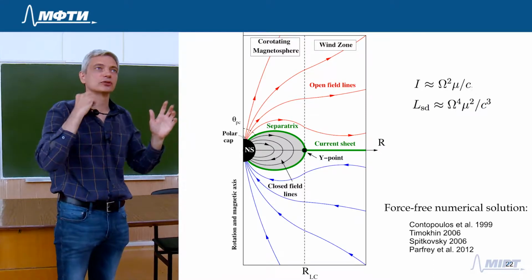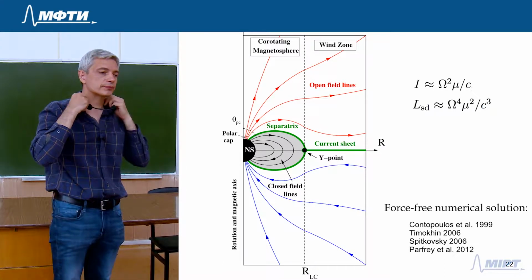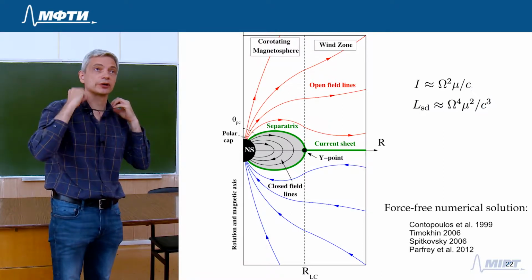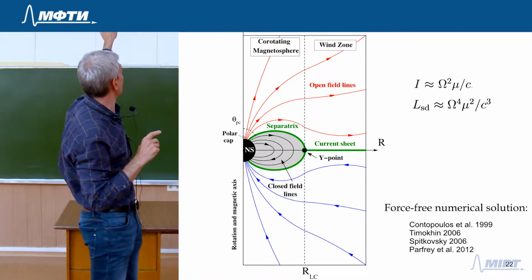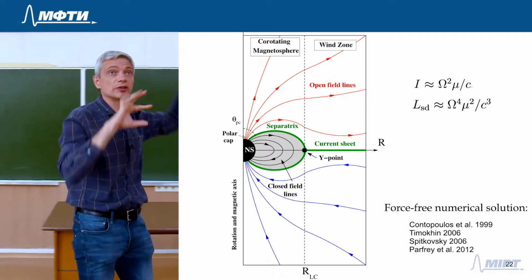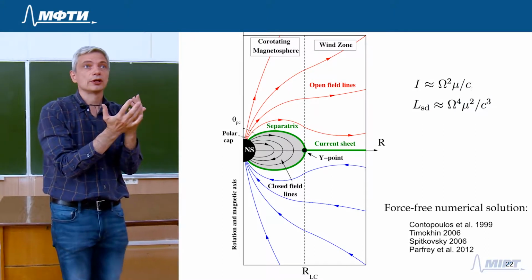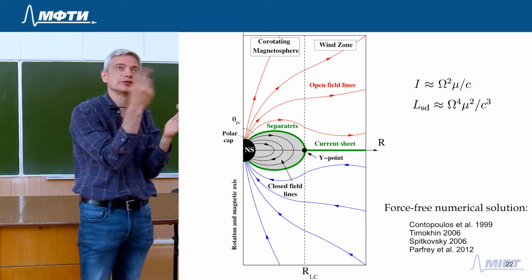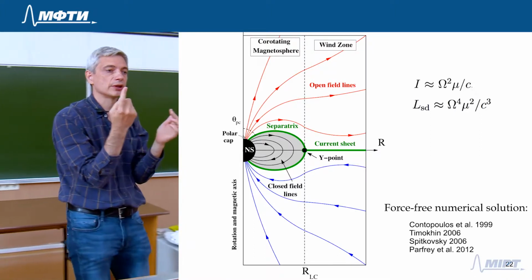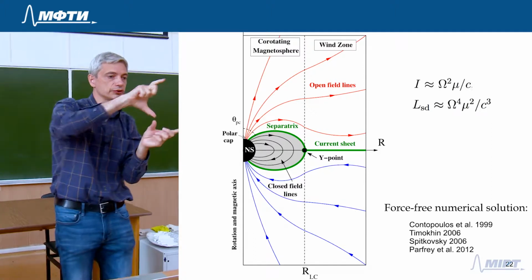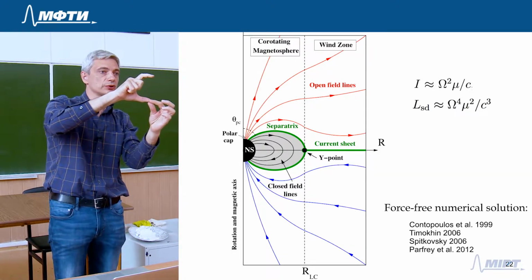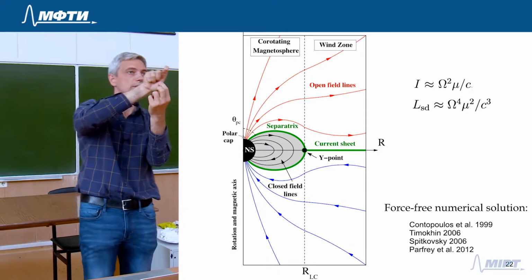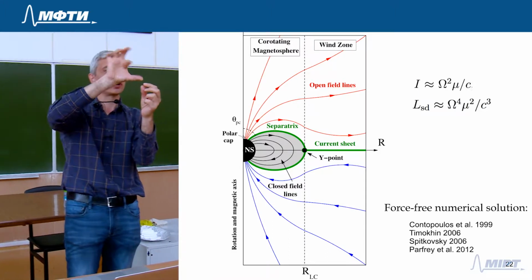So the field lines that cross the light cylinder are open. By contrast, field lines that are inside the light cylinder remain closed. And there is no toroidal component, no B-phi, no azimuthal component of the magnetic field in this closed zone, simply because the field line is attached with both ends to the star, and it just moves around the star like that. There is no reason for generating a twist, right?